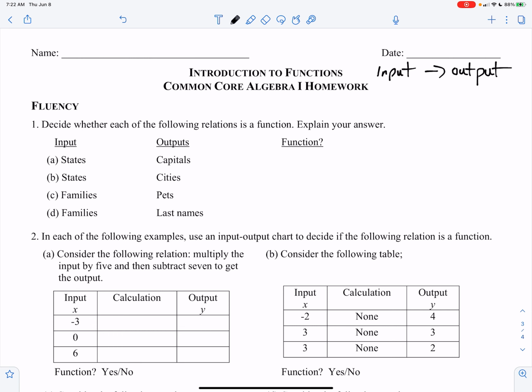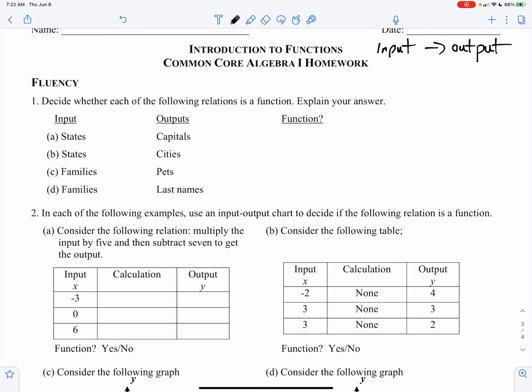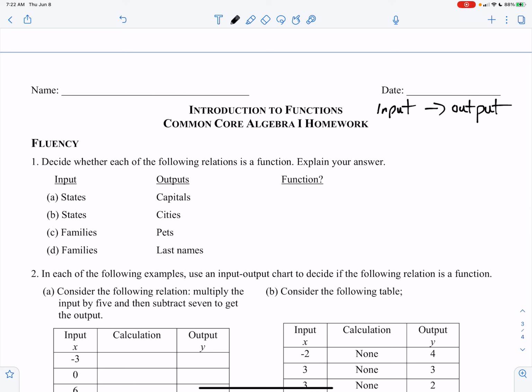So in question number 1 here, it says decide whether each of the following relations is a function. Explain the reasoning. So the input is states, the output is capital. So we've got to think, well, there's only one capital in each state. So yes, that would be a function, because each state has one capital.